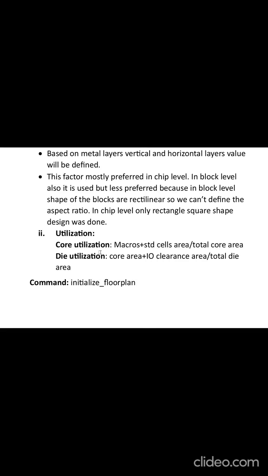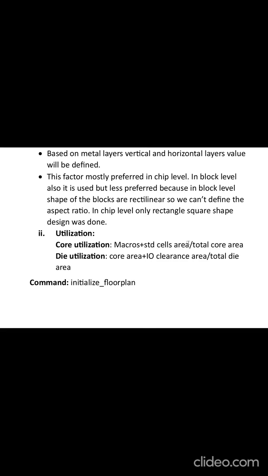How do we calculate utilization? Core utilization is calculated based on the macros and standard cells area divided by the total core area. We take how much macro area and how much standard cell area, add them, give some margin for routing and so on, and divide that area by the total core area. So we will get the core utilization.